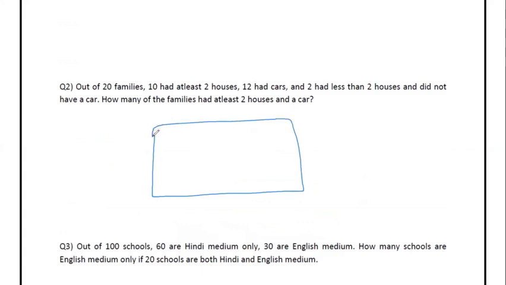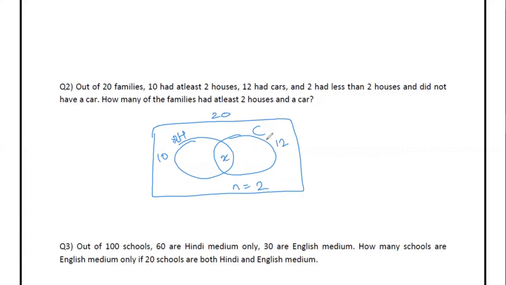Out of the 20 families, at least houses. So I'll put at least greater than equal to 2 houses and cars out here. 10 had at least 2 houses. So this is 10. 12 had cars. So this is 12. 2 had less than 2 houses and did not have a car. So my n is equal to 2. How many of the families had at least 2 houses and a car? So X is what we need to find out.